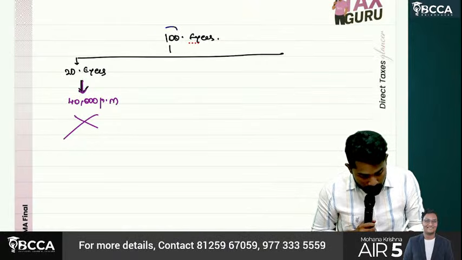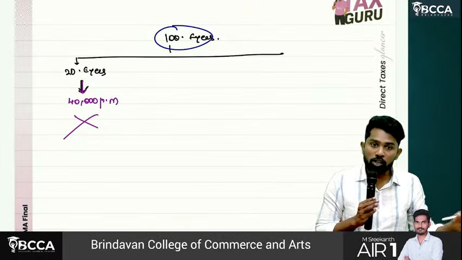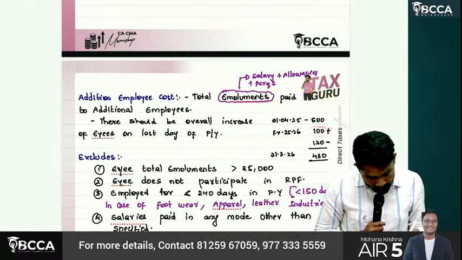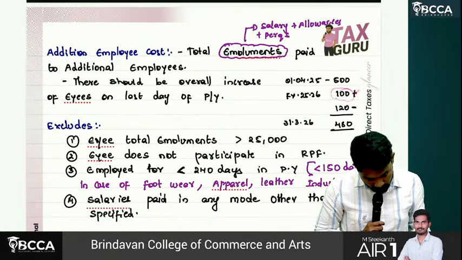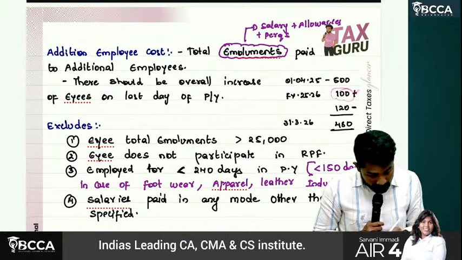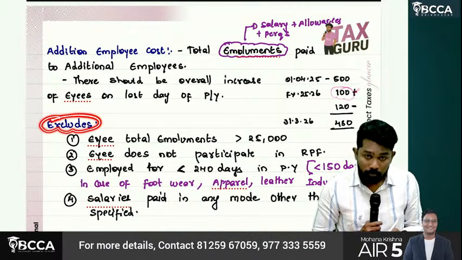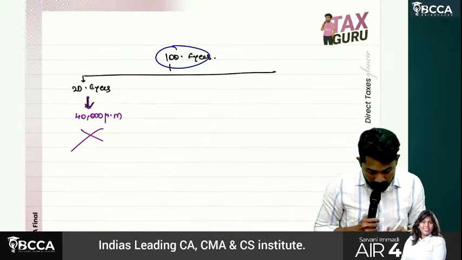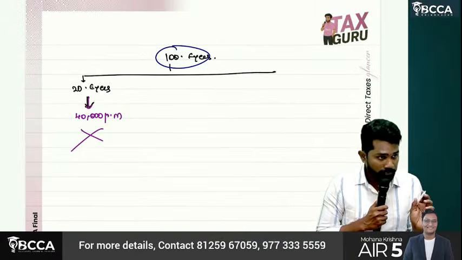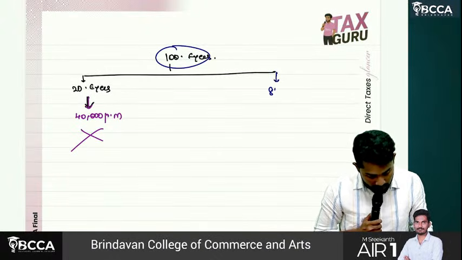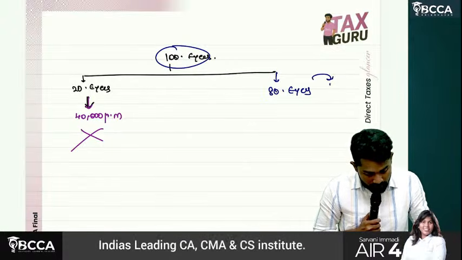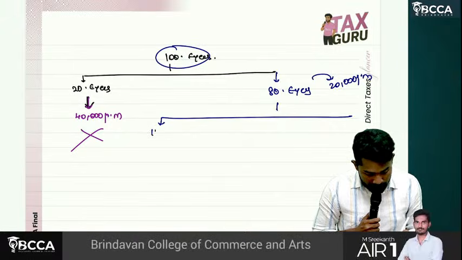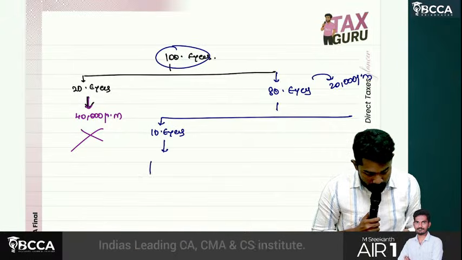Total 100 employees is the overall increase. Out of them, 20 employees became ineligible. Why? Because their salary is 40,000 per month. See, the employee total emoluments, sir, here look at this sentence. It will exclude whom? Those whose emoluments are greater than 25,000. Here 40,000, that means more than 25,000, so exclude them. Okay, now the rest, how many are there? 80, sir. All these 80 employees' salary is like 20,000 per month. Now out of these 80 employees, for 10 employees, the salary is paid in cash.